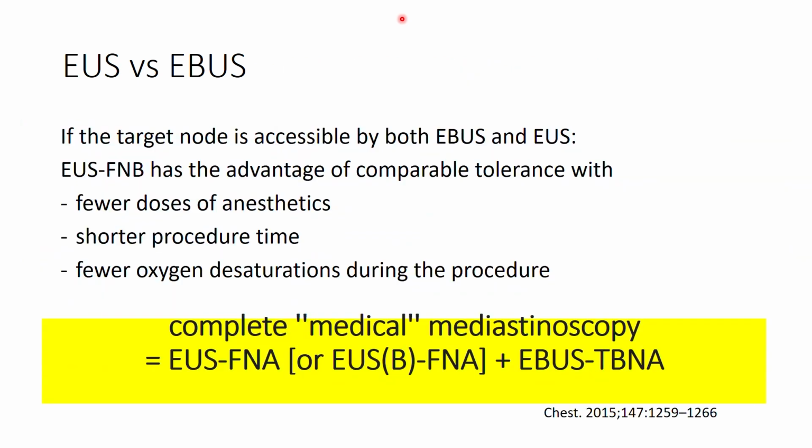But if the target node is accessible by both EBUS and EUS, then with the same tolerable limits, FNB can be done with fewer doses of sedation, shorter procedure time, and fewer episodes of hypoxia. And also, EUS through esophagus complements EBUS and can lead to a complete medical mediastinoscopy.